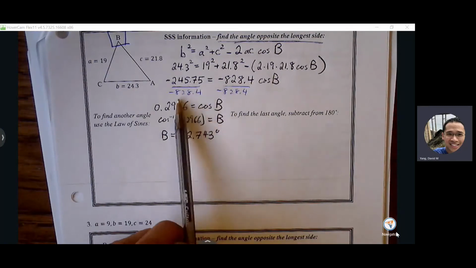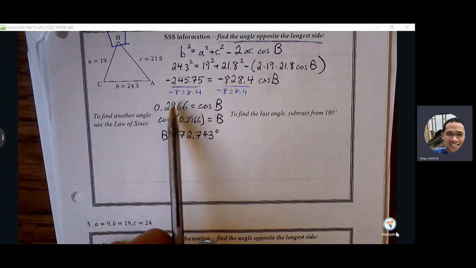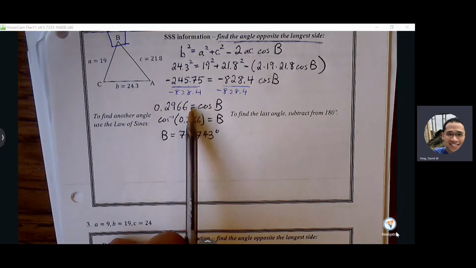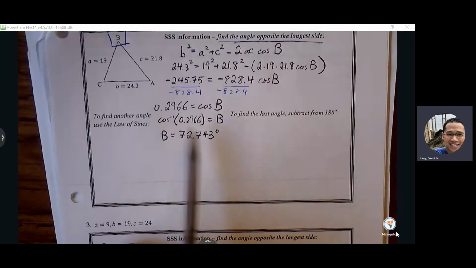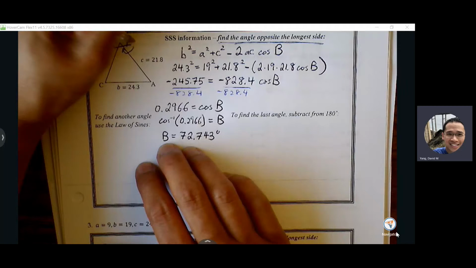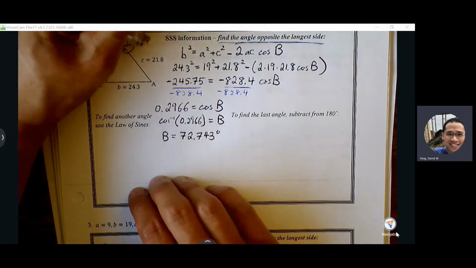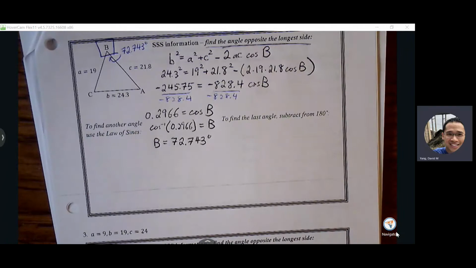If you are able to hold on to a longer decimal value and use the second answer to help you get a more accurate value, we should be able to get down to 72.743 degrees. Okay, so as soon as you find the one thing that you need from law of cosines, we can transition over to law of sines and just finish off the rest of the problem.